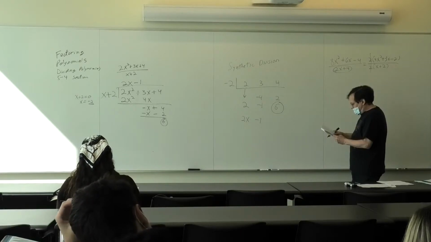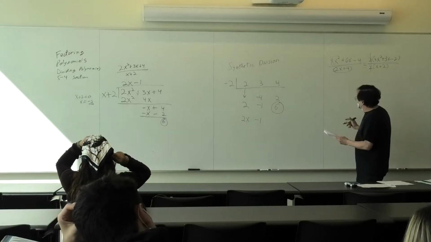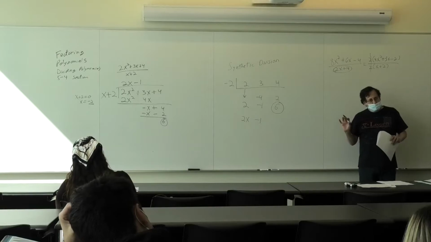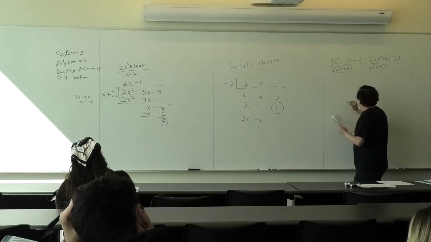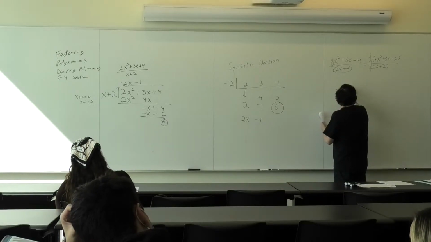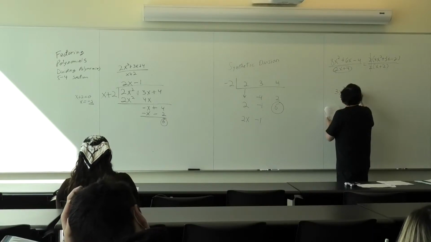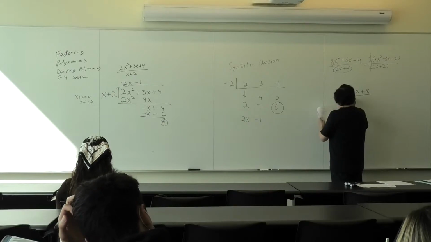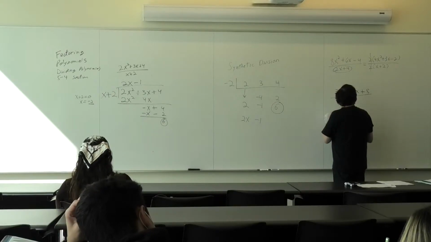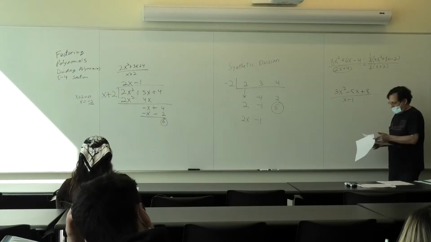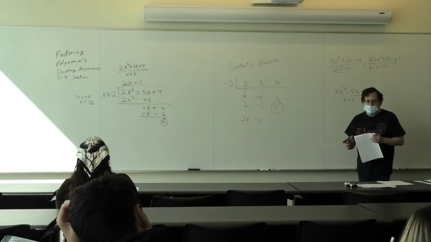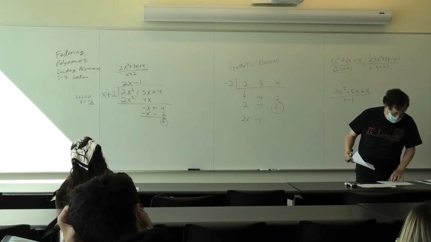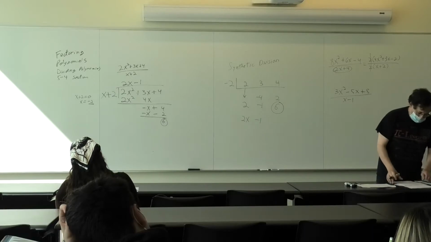All right. Why doesn't everybody, using the method you prefer, try 3x squared minus 5x plus 8 divided by x minus 1. Just take a minute. Give that a try.